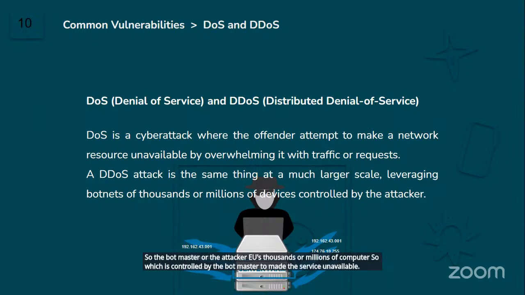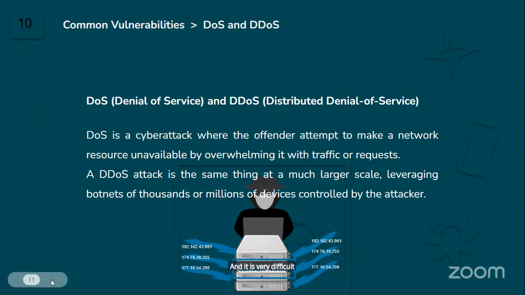So when a website is receiving millions of requests at once, this may make the service unavailable if the service is small scale. And this distributed denial of service is popular and also common, and it is very difficult to prevent.